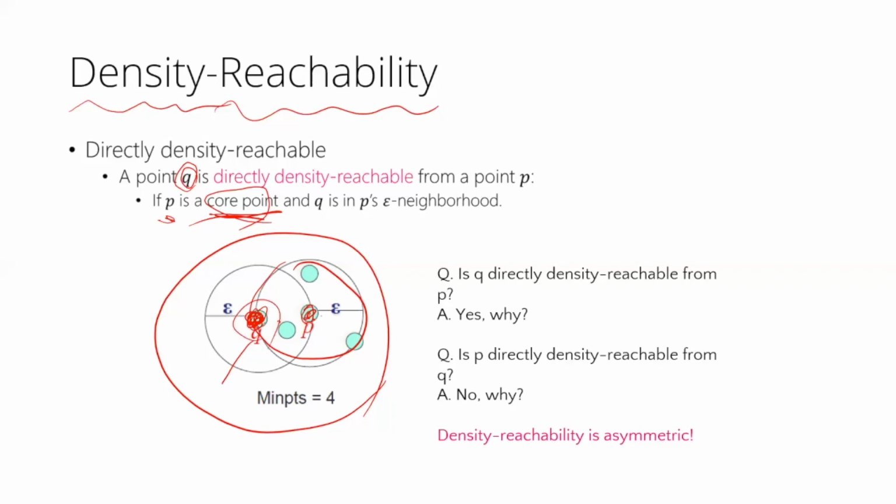So here are the two takeaways. One is, in order to define direct density reachability, the point that we're starting from must be a core point. And the second thing is, P being directly reachable from Q doesn't necessarily mean that Q is directly reachable from P. So density reachability is asymmetric, okay?